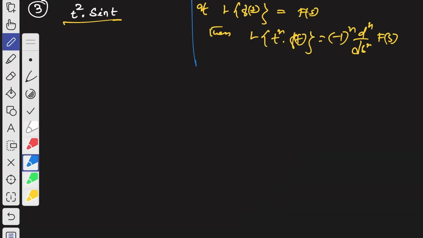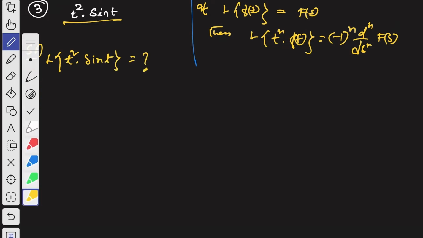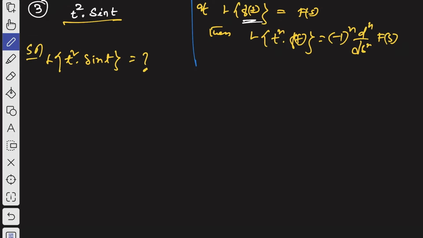So now here you see, we need to find the Laplace transformation of t square dot sine t. So what will be the result? Again here this f of t should be considered as sine t, right? So Laplace transformation of sine t, if you remember, Laplace transformation of sine at is a by s square plus a square, but here a is 1, so 1 by s square plus 1 square, that is 1.